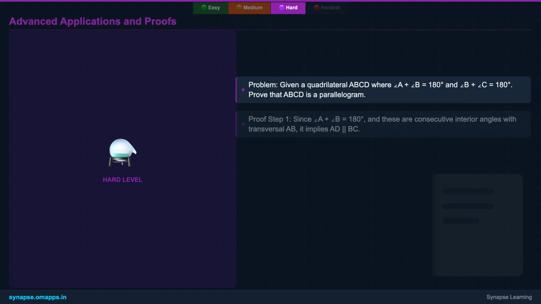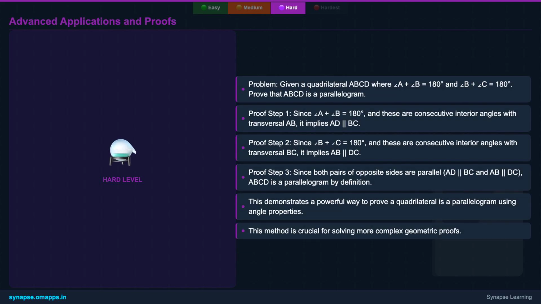Let's compare this property across different quadrilaterals. In a parallelogram, rectangle, rhombus, and square, all pairs of consecutive angles are supplementary. However, in a general trapezium, only the angles between the parallel sides and a non-parallel side are supplementary. For kites, this property doesn't generally hold true for consecutive angles, except in special cases. Understanding these distinctions is crucial.